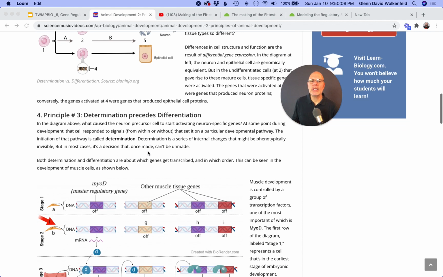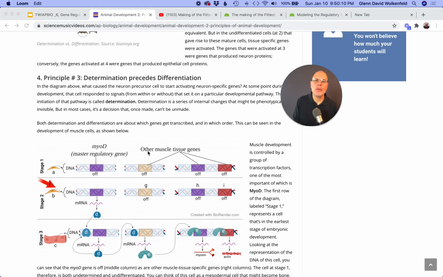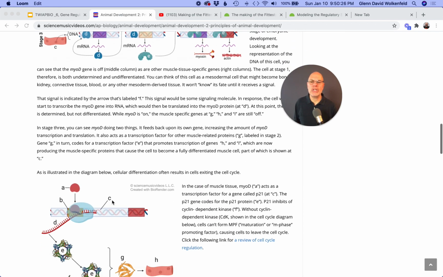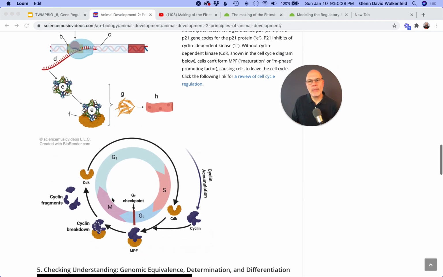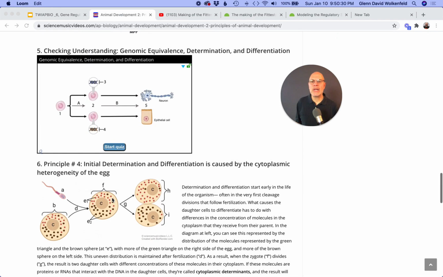Another principle is about the process of determination and differentiation. And again, this is all part of the same theme. Cells are different because they're expressing different genes. How does that happen? Because of signals that they're sending that are telling cells to turn certain genes on and other genes off. And that, of course, is controlling the cell cycle.